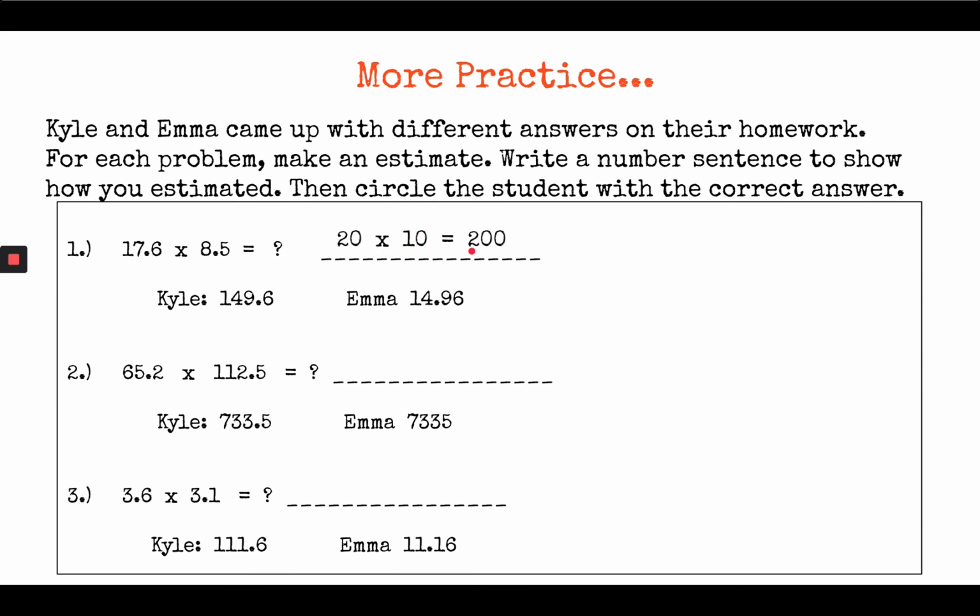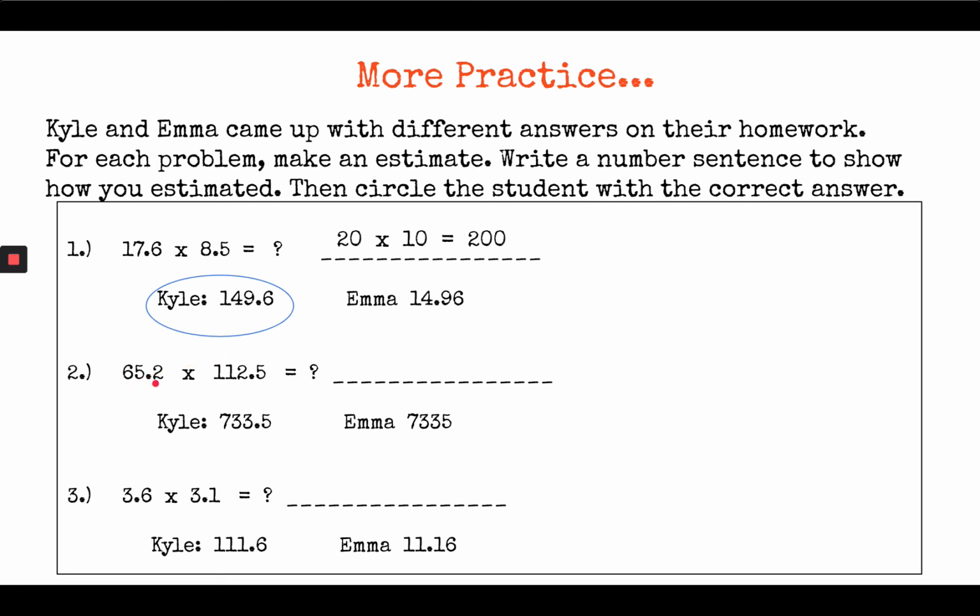That equals 200. Now, Kyle put his answer as 149.6. And Emma put her answer as 14.96. So if my estimation is 200, which student is closer, Kyle or Emma? If you said Kyle, you're right. Kyle's answer was 149.6. 149 is pretty close to 200. It's way closer than 14, isn't it? Let's try the next one.